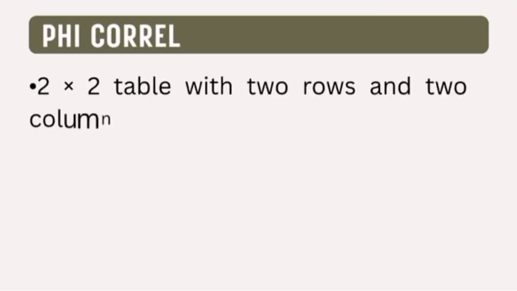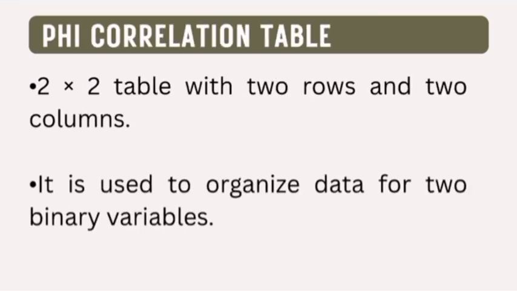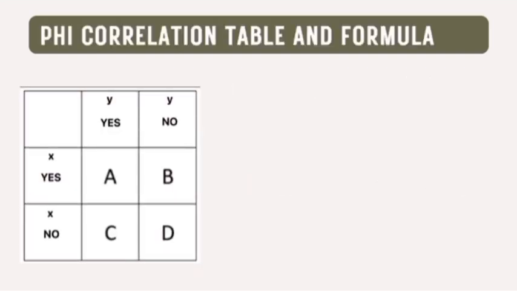Before solving problems, we need to understand the Phi correlation table. It uses a 2 by 2 table, which means 2 columns and 2 rows. Also, it is used for binary variables, meaning yes or no only. This is how the table looks like. As you can see, there are letters. The letters A, B, C, and D are just labels. They are representations of all possible combinations of yes and no between the two variables.